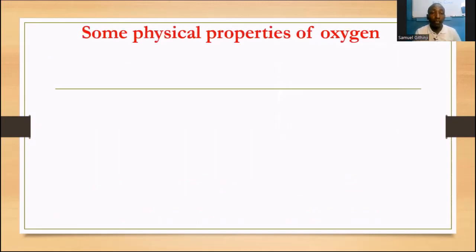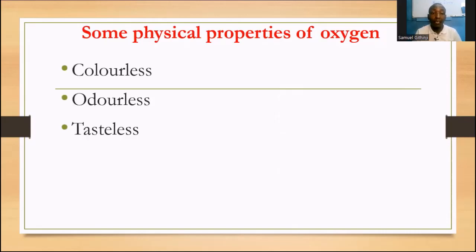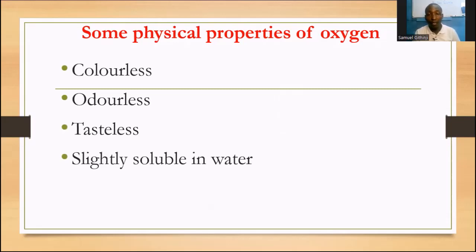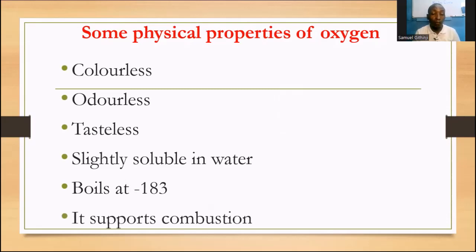Some physical properties: oxygen is colorless. Oxygen has no smell, it is odorless. It has no taste, it is tasteless. It is slightly soluble in water. That is exactly what we've said, and that's why we can collect it over water. It boils at negative 183 degrees Celsius. It is a gas that supports combustion. Those are just some few physical properties.